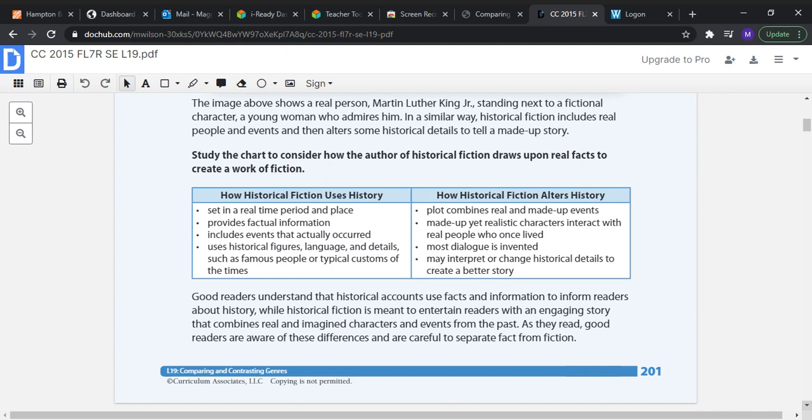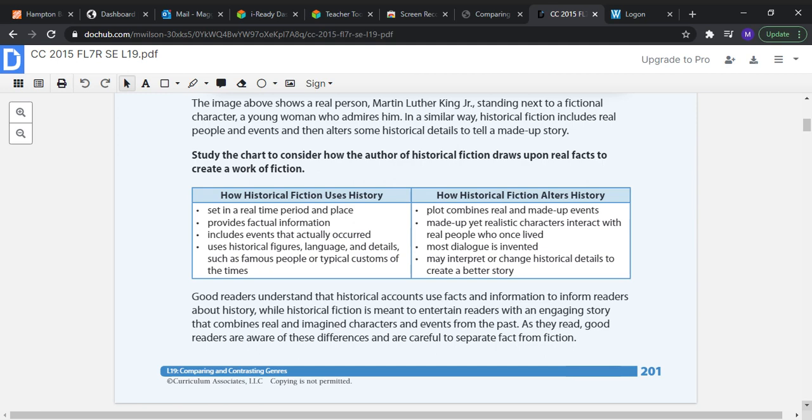So it says how historical fiction uses history. So first, it is set in a real time period and place. So again, like the Titanic, set in a real time period and place, provides factual information. So the movie did provide factual information, especially with showing how the ship sank. Includes events that actually occurred. So it did include events that actually occurred.